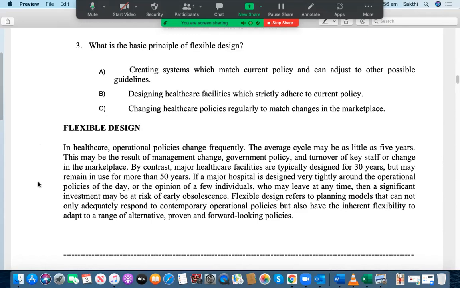That's the third one. The third question is, what is the basic principle of flexible design? Choice A, creating systems which match current policy and can adjust to other possible guidelines. Choice B, designing healthcare facilities which strictly adhere to current policy. Choice C, changing healthcare policies regularly to match changes in the marketplace. We've got three choices and your 1 minute time is going to start now. I'm checking the stopwatch in between.